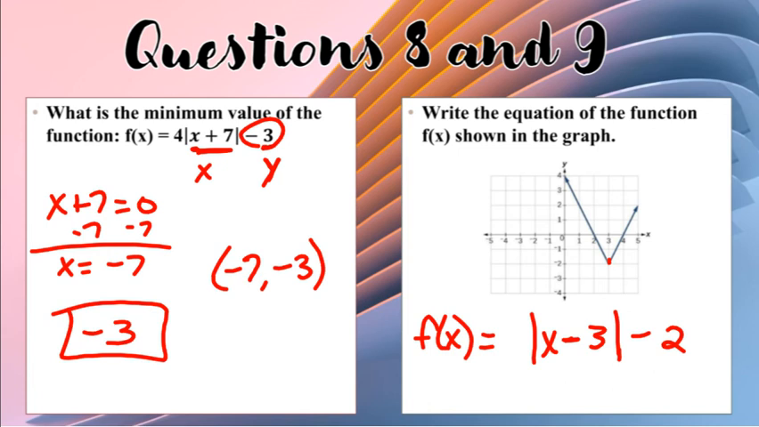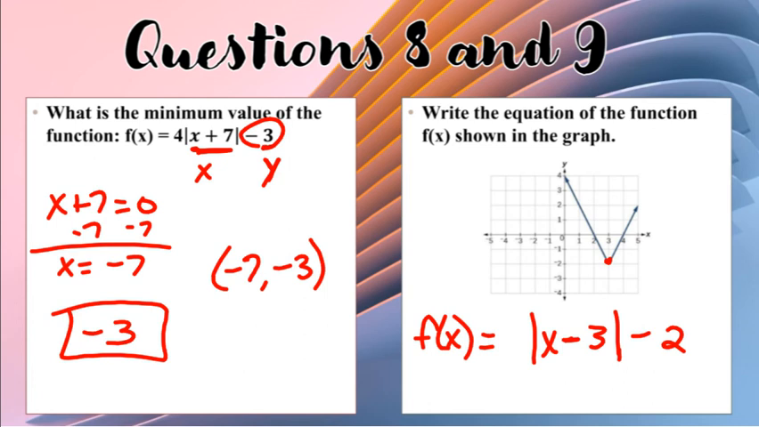You'll know there's a reflection because the graph is inverted, so it'd be like an upside down V. So I know there's no negative involved. But the next thing I need to know is my A. To find out my A, I need to find the slope.